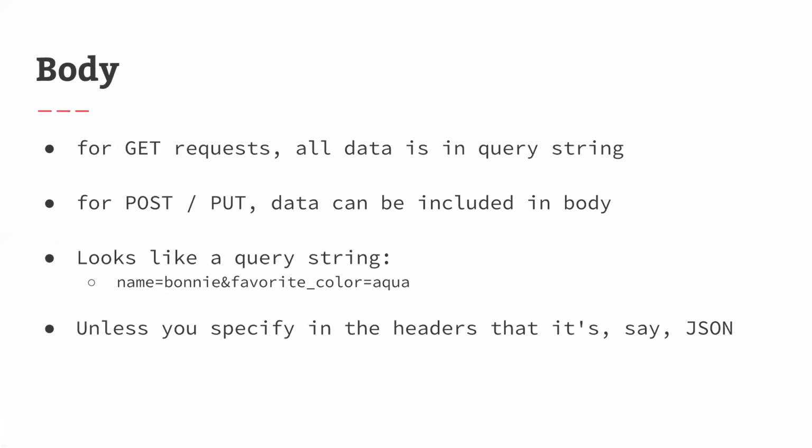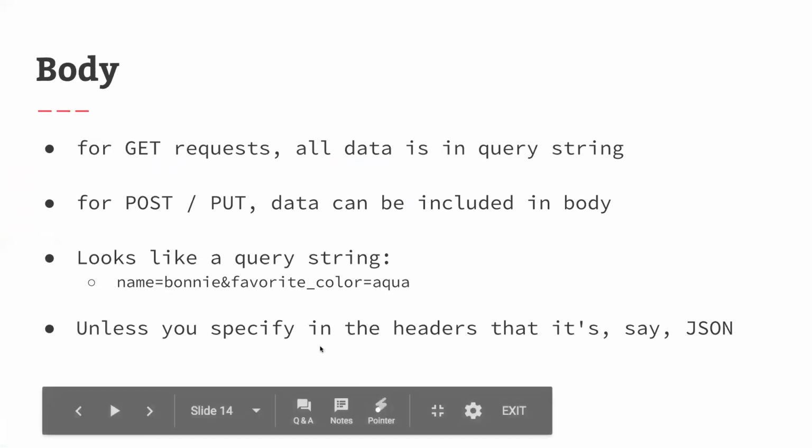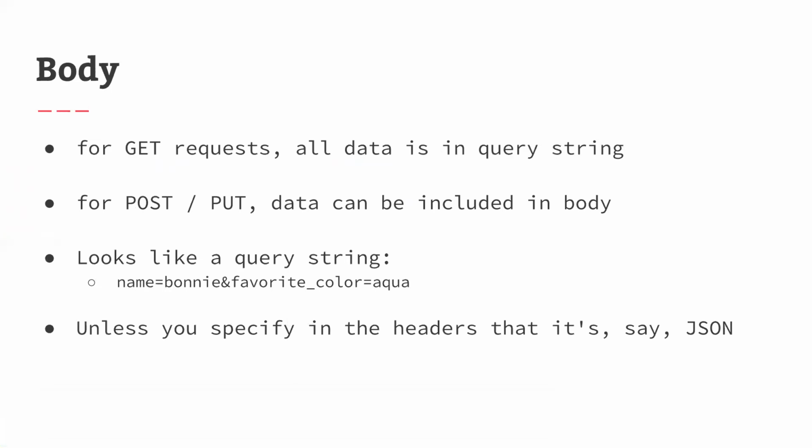The body is any data that you're sending that's not part of the query string and not part of the headers. And the body in general looks like a query string, so you have key value pairs separated by ampersands, unless you specify in the headers that it's going to be something else. You can specify in your request headers that the body is going to be, say, JSON. Then the body wouldn't look like a query string. It would look like JSON.